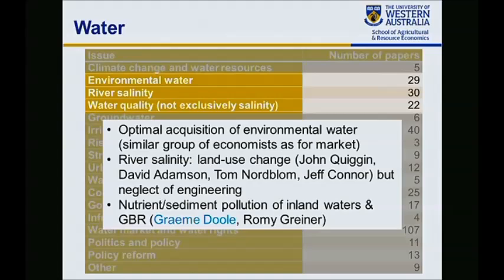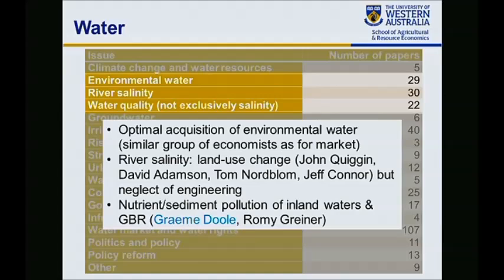A smaller group, John Quiggin, David Adamson, Tom Nordblom, Jeff Connor, looked at the issue of river salinity. There's quite a lot of work on river salinity, but it struck me in looking at this collection of papers that in some respects you could argue that they'd missed the mark, because river salinity is one of the few areas of salinity which you could count as a success story, particularly in the Murray-Darling, where the actual concentration of salinity in the rivers has stopped going up and has even fallen a bit.